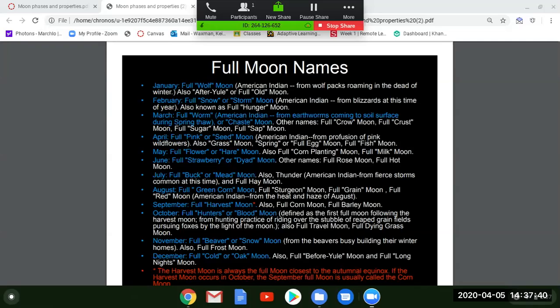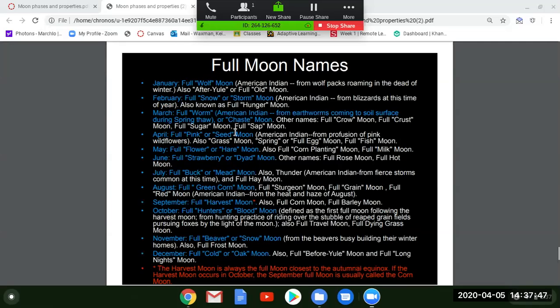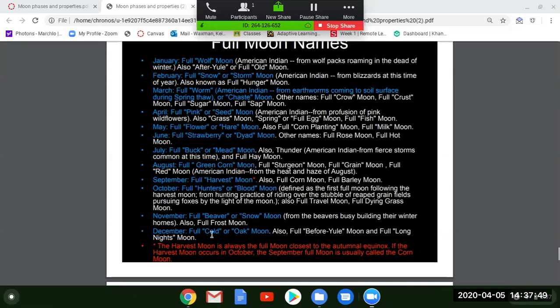And they have names. Most of these are Native American names. So you get some really good names like the full wolf moon in January. I'm not going to ask you any of these. Now, however, the harvest moon, I might ask this. There's even a reading in the tidbits about this for exam 4.